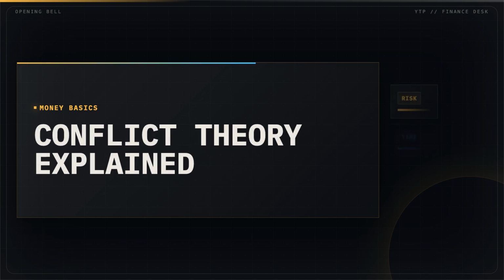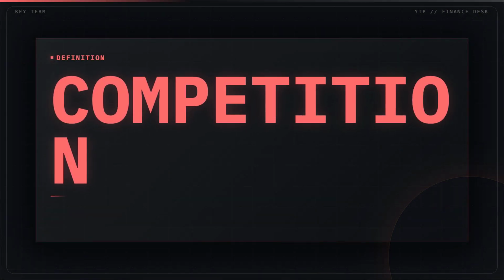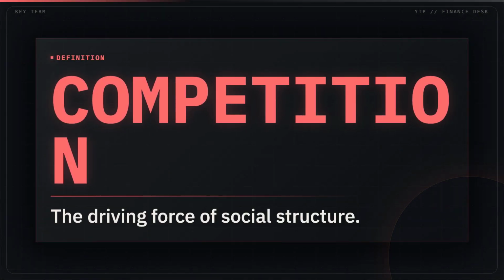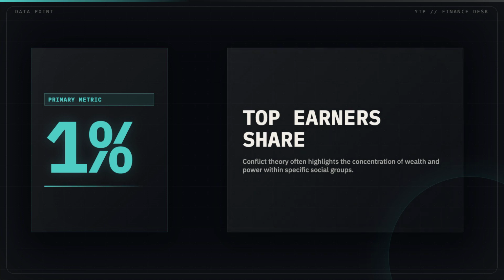Conflict theory is a lens used to understand how society functions through the lens of competition rather than consensus. Let's look at what that means. At its core, this theory suggests that society is in a constant state of struggle for limited resources. When we analyze economic data, conflict theorists focus on how power structures keep resources concentrated at the top.